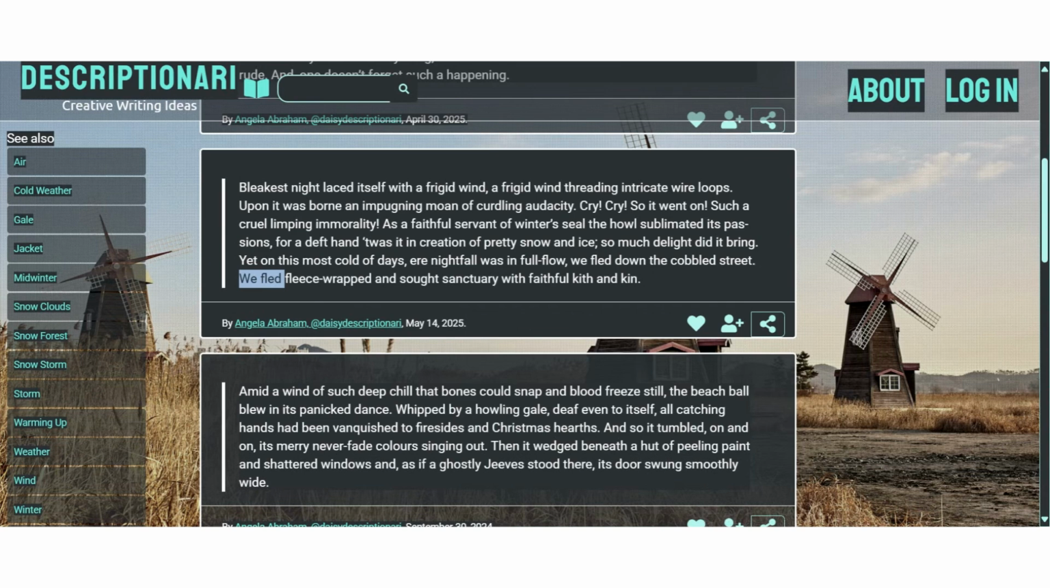All right, have a go with repetition. Have a look for more examples of the technique on Descriptionari. Be playful with it. It's a bit like musical lyrics, and so long as what you do sounds deliberate, it will be fine.